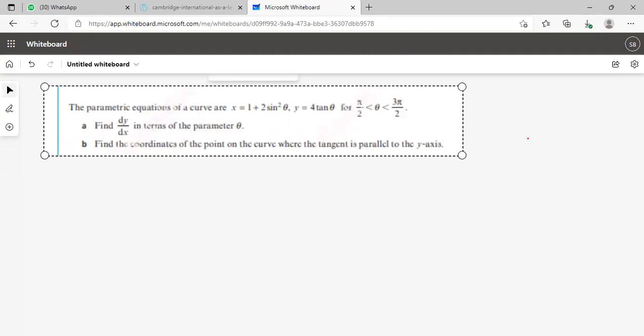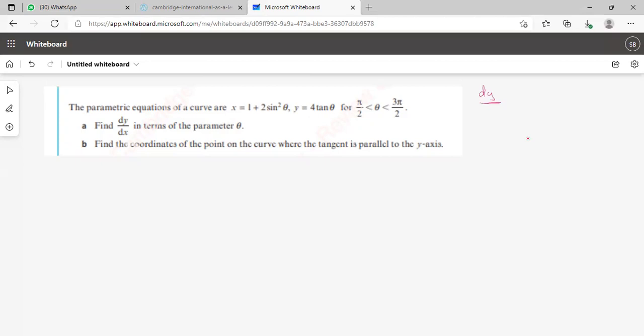Yes, it is. Okay. So the answer to the first part was dy by dx equals 1 over cos cube theta into sine theta. Perfect. This is dy by dx. And now let's read the second part. Find the coordinates of point on the curve where the tangent is parallel to the y-axis. So this is the y-axis. This is the x-axis. Now if we have a curve and they are talking about this part, if something is parallel to y-axis, what is the slope in that case?